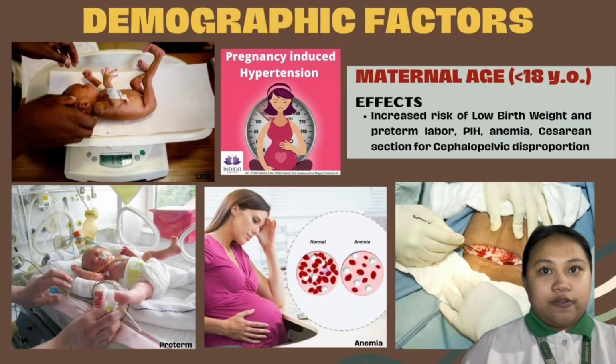Demographic factors. First off, we have maternal age. Pregnant women aged less than 18 and more than 35 years of age. Adolescents or pregnant women under 18 may not be fully physically developed yet, making pregnancy riskier for both the mother and child. Underdeveloped bodies of adolescents can lead to increased risk of low birth weight and preterm labor. Also, adolescents under 18 may experience hormonal imbalances that contribute to conditions like pregnancy-induced hypertension and anemia. Moreover, they may have incomplete pelvic development that may contribute to complications such as cesarean section or cephalopelvic disproportion.